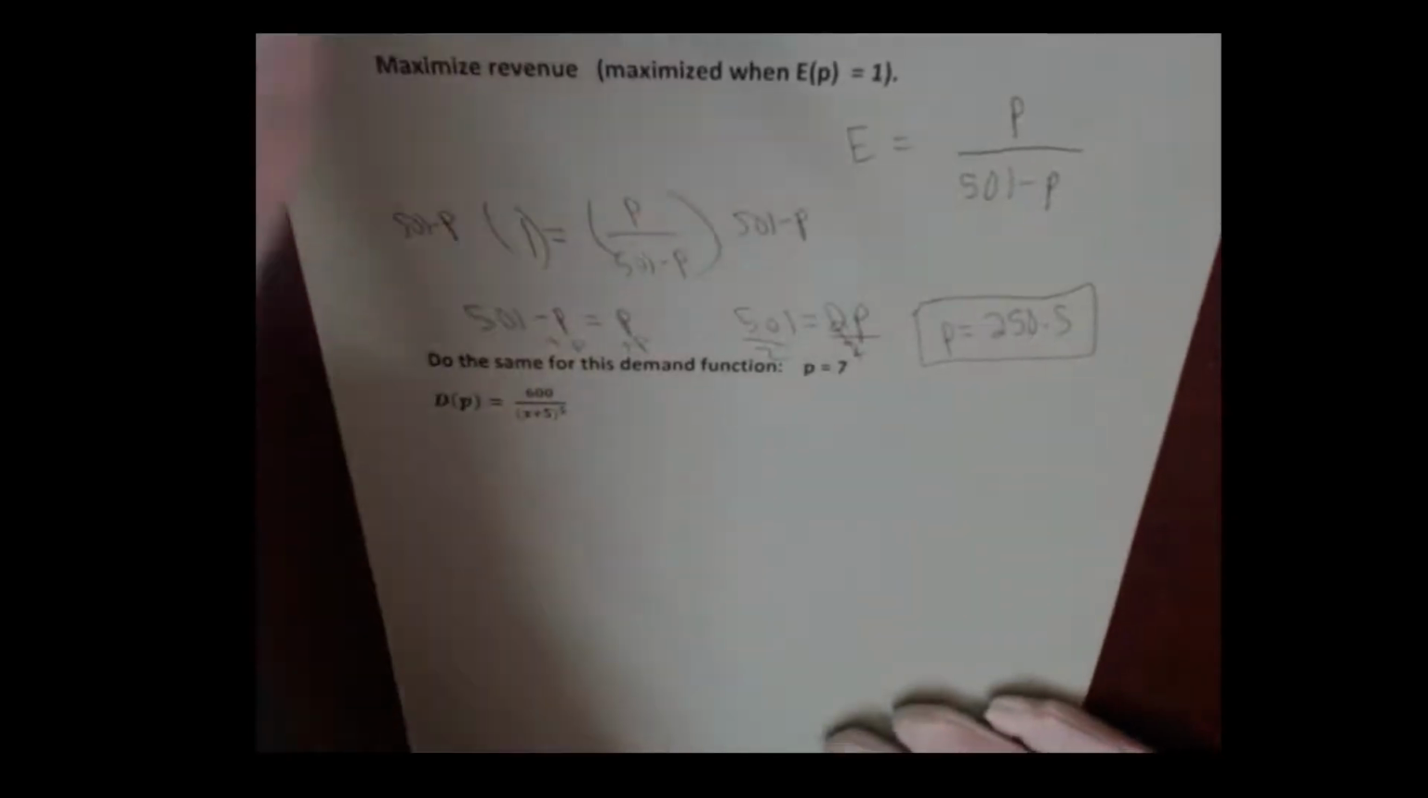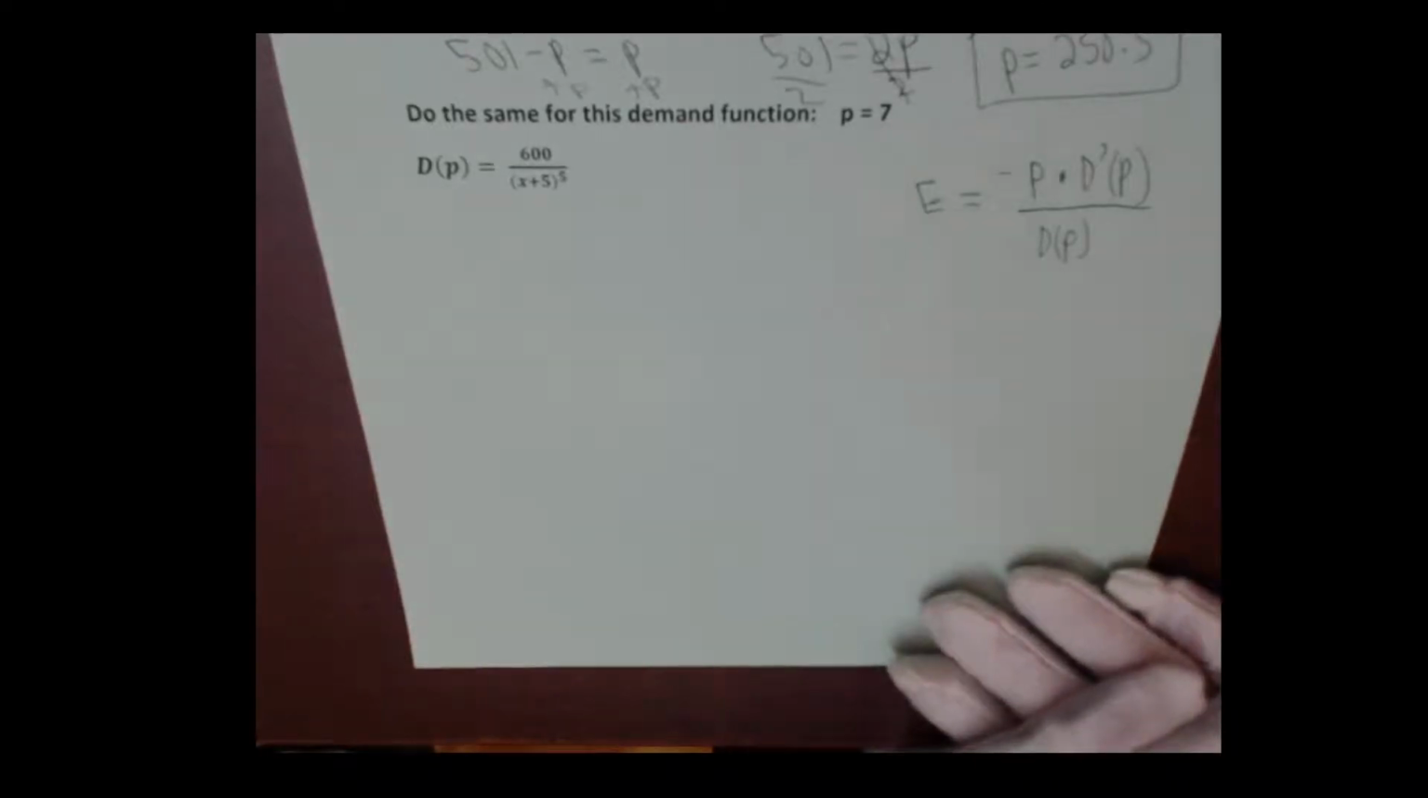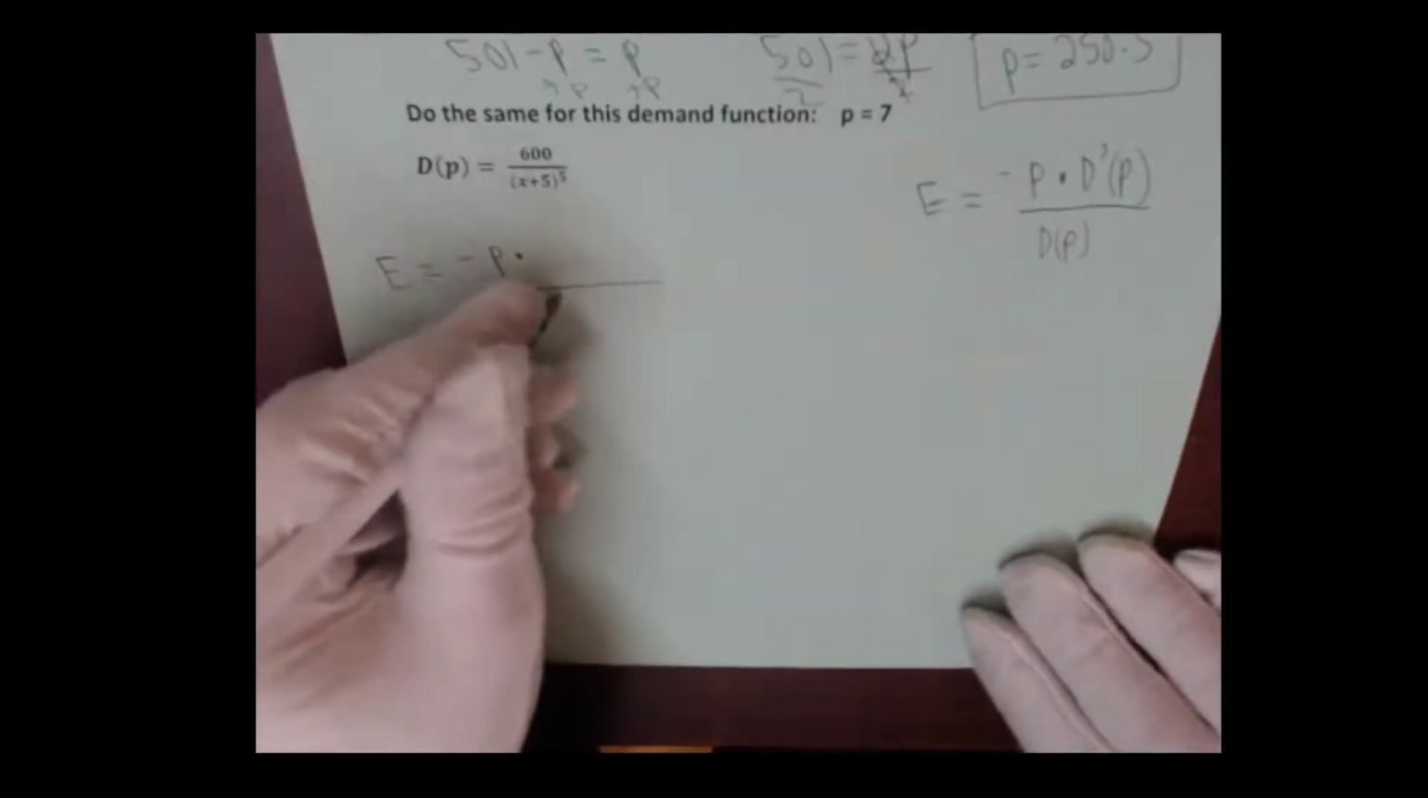All right, let's do this exact same process for this demand function. The function is a little bit more difficult, but everything is the same in terms of what formulas we use. As a reminder, let's write down what the elasticity equation is. The elasticity equation is equal to negative P times d prime of P divided by d of P. That's the equation for elasticity. So let's go ahead and find that equation for this function. The elasticity is equal to negative P times, and then down below, I'm just going to put the actual function.